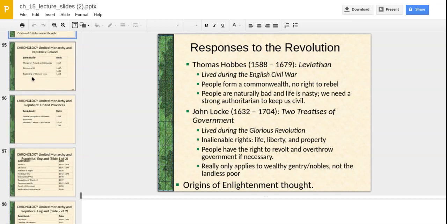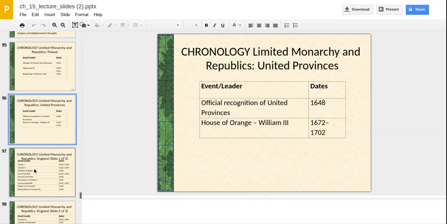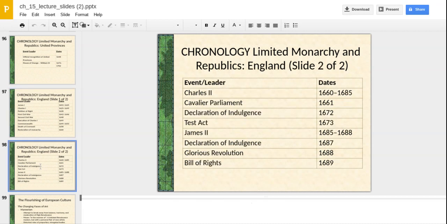So here you get some of the chronologies. I wouldn't worry too much about Poland. They're not a big dog here. Dutch a little bit. England, I always need to know England. So there you can pause on that and just peek at it.